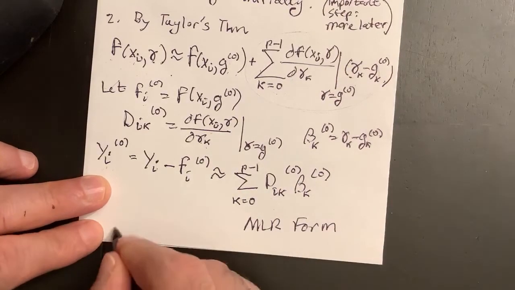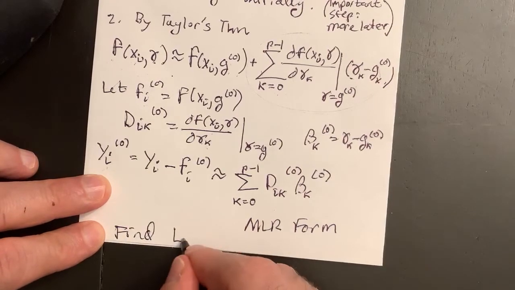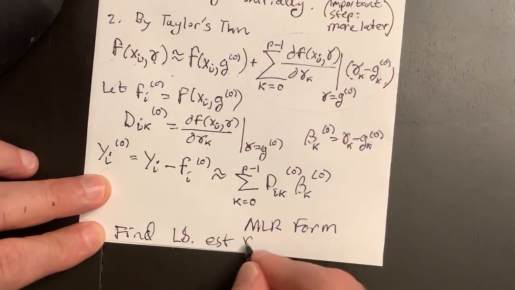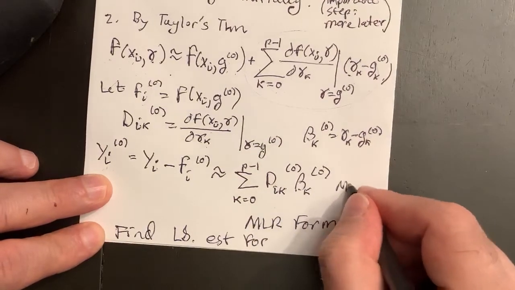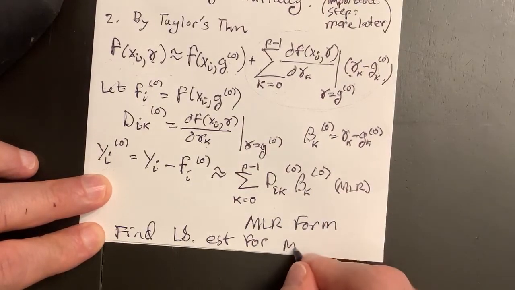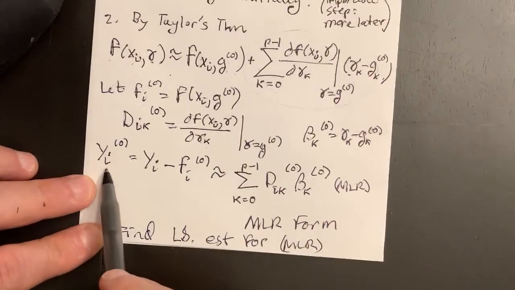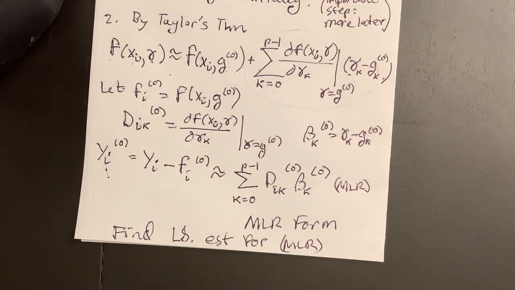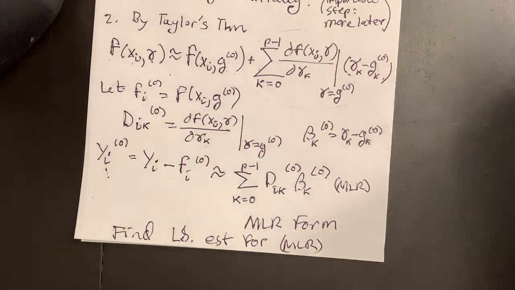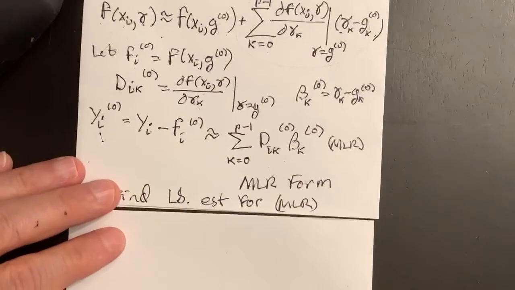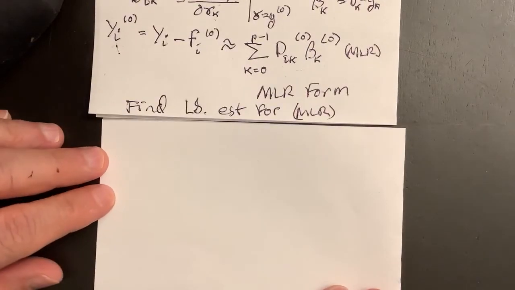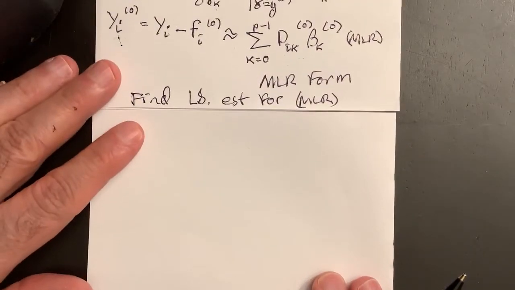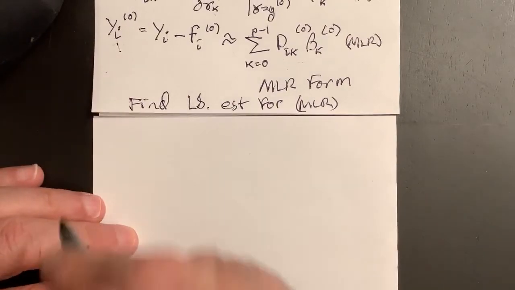Okay, so the next step is find the LS estimate for MLR, for y_i0 equals this here. Well, we're getting there, so I don't think we need to get too upset here. We're in good shape. Of course, it's multiple linear regression, so we want to go to the matrix form here. So let's just put everything in linear algebra.